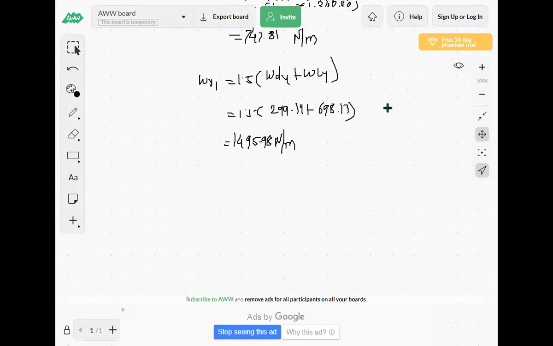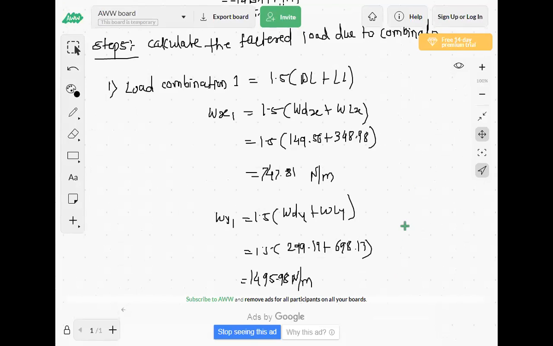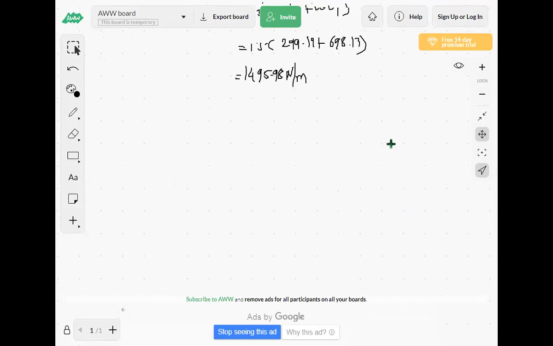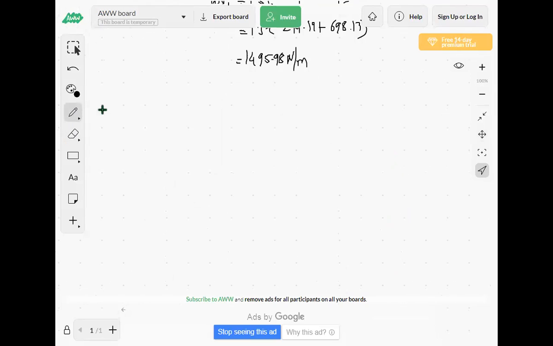Okay, so now we'll move to the next load combination, that is load combination 2. So what is the second load combination? 1.5 into dead load plus wind load. So dead load plus wind load is the second load combination.